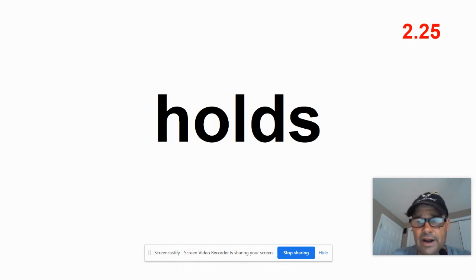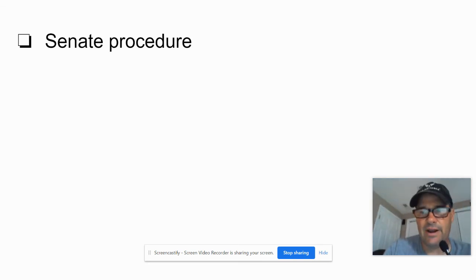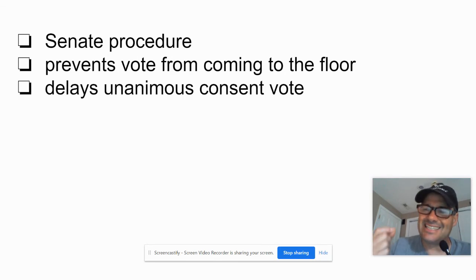Last one, and everybody forgets this one, but this is called a hold. All right, a hold or holds. 2.25, a hold. It's a Senate rule. Flip over. All right, a Senate procedure, because all of these are Senate procedures except discharge petition. Hopefully, I've said that so many times, you should remember it now. And a hold prevents a vote from coming to the floor. It's not a filibuster because you don't have to actually get up and speak, although, as we said, you don't have to actually anymore anyway. But it delays. A hold is a delay.